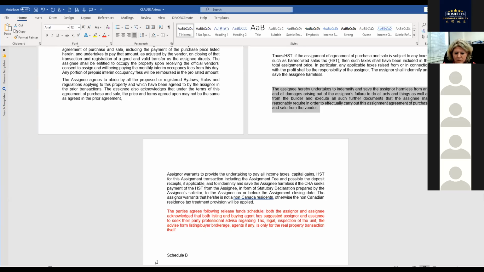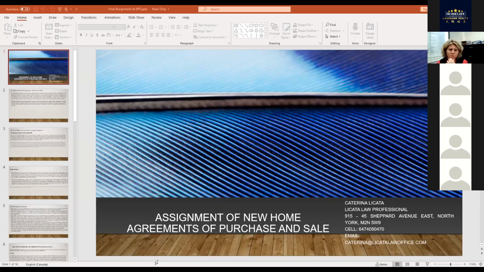Say, for example, if the project was canceled before the final closing, is there any clause we can make sure the assignee will be able to get the profit payment to the assignor back? You can add an indemnification agreement. You can add this clause, the clause I showed you, that the assignor undertakes and agrees to indemnify the assignee from damages arising out of his failure to comply with the agreement, as well as the builder's failure to complete the agreement of purchase and sale.